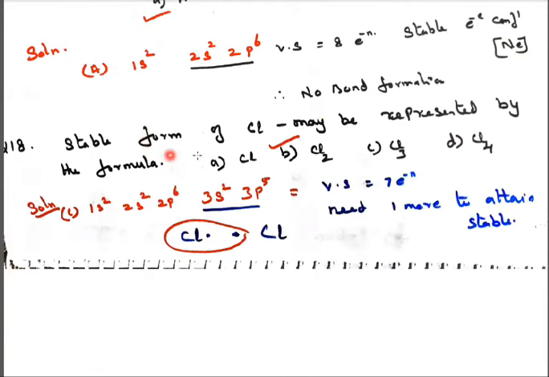Stable electronic configuration. The stable form of Cl may be represented by the formula Cl, Cl2, Cl3 or Cl4. Chlorine has atomic number 17, right? 1s2, 2s2, 2p6, 3s2, 3p5. So 7 plus 10, 17 electrons. This is the valence shell electron, that is 7 electrons. It needs one more electron to attain a stable electronic configuration. So that is called electron affinity. It takes one electron, so that forms Cl2.